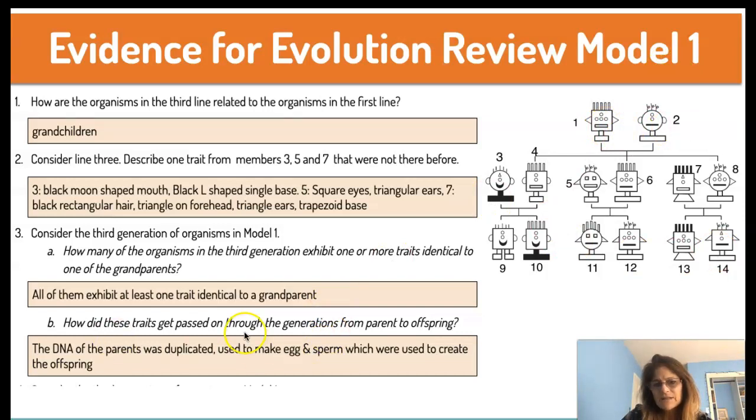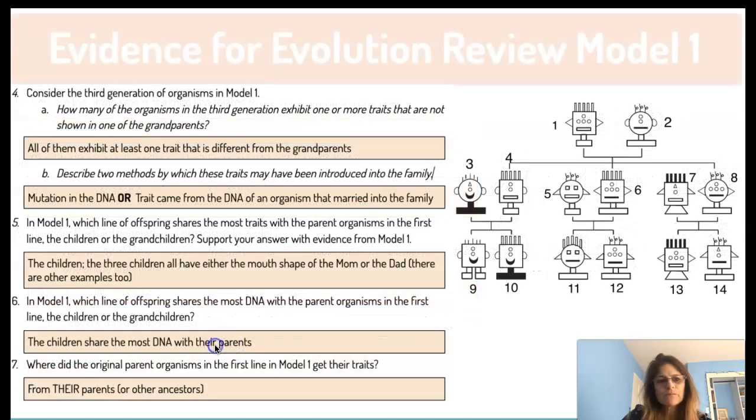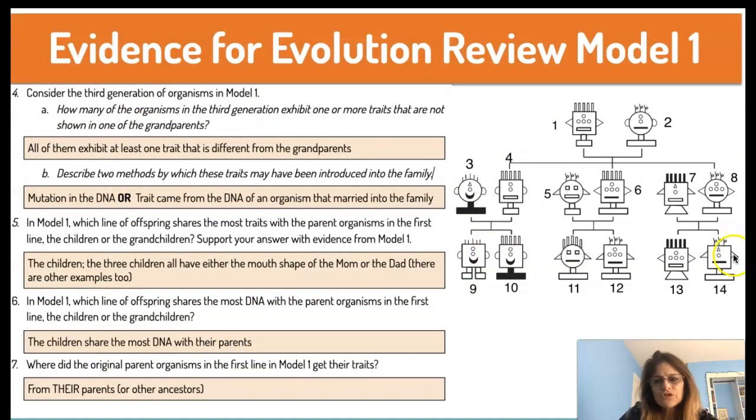How did these traits get passed on? Through the generations from parent to offspring, through the DNA. That's the big idea here. The DNA of the parents was duplicated and used to make eggs and sperm, which were used to create the children and grandchildren. Consider the third generation again.